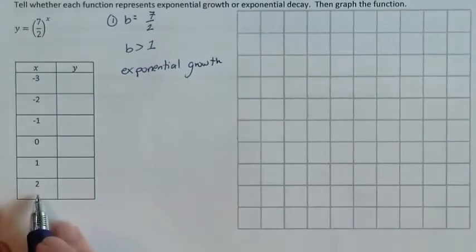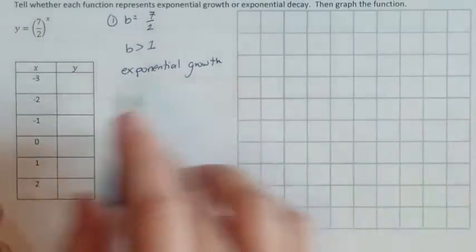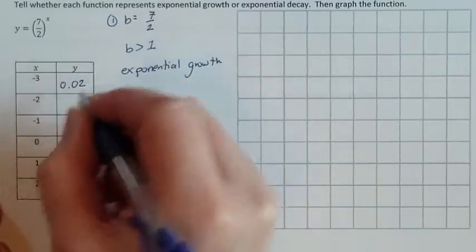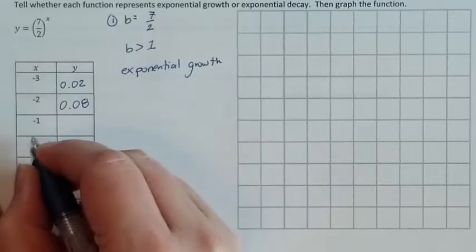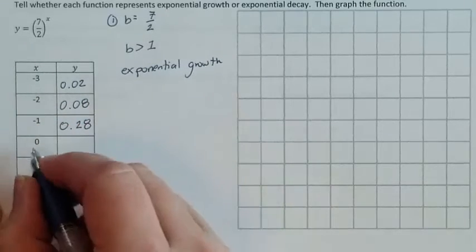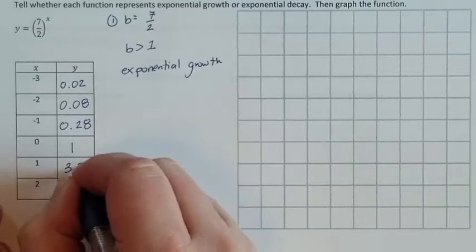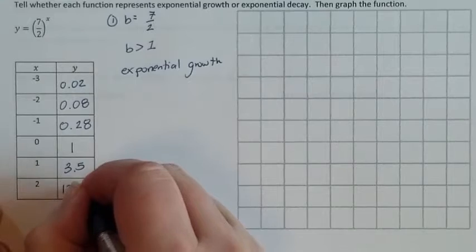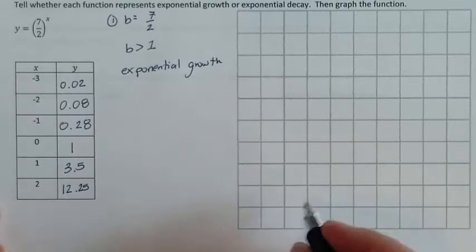So here's my table. I'm going to plug these x values into the x, and that will tell me how to graph it. So -3 is 0.02. -2 is 0.08. -1, 0.28. 0, 1. 1, 3.5, and 2, 12.25. My x's are positive and negatives, but my y's are only ever positive.